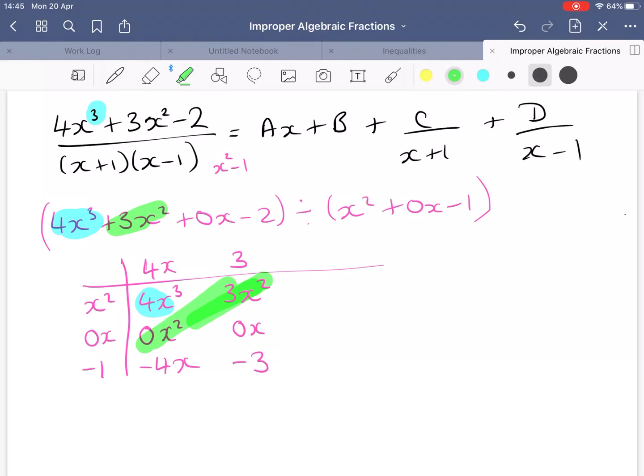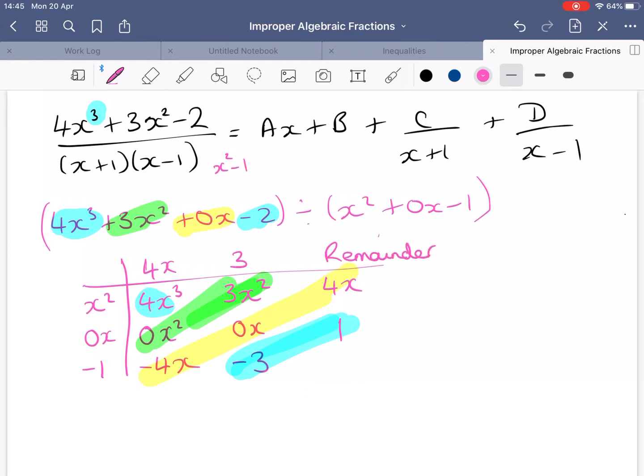Let's look at the next diagonal now. This next diagonal needs to give me no x's. Currently I've got minus 4x's in total there. So I need a 4x in that top right corner to give me no x's. And then I also need to think about the fact that I'm on my remainder part now. So I need my minus 2. Currently I've got minus 3. So what do I need? I need a plus 1. And that becomes my remainder.